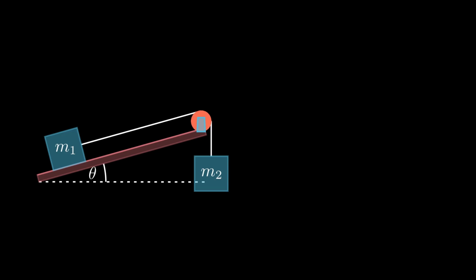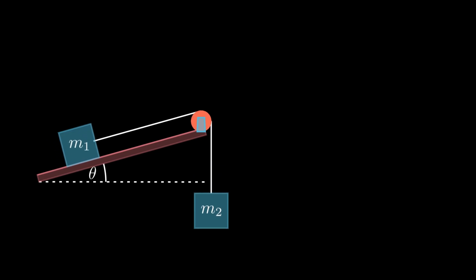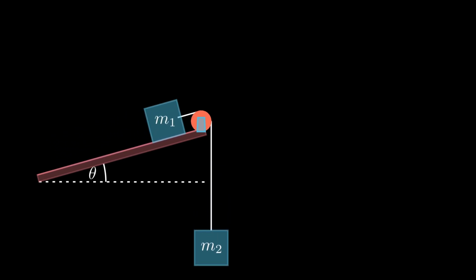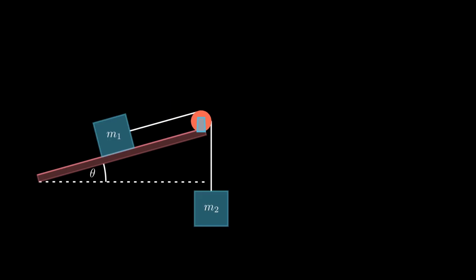We will refer to the weight on the sliding surface as M1, and the weight affixed to the opposite end of the string as M2. This demonstration shows how the two weights move. Let's sketch the free body diagram of the two objects.